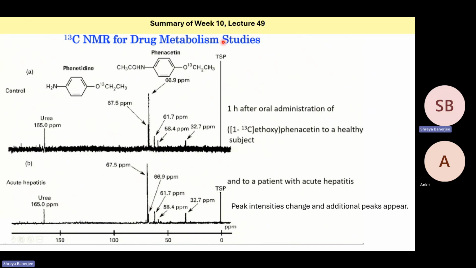And so just by looking at the urine, if you have a urine sample of a patient, how do you prove that the patient has hepatitis? So basically, the urine sample of the patient will be compared with this reference urine sample, which is of a healthy patient. And if they see that there are certain additional peaks, or the peak intensities of the existing peaks have changed, that will help in diagnosing that the patient has acute hepatitis.